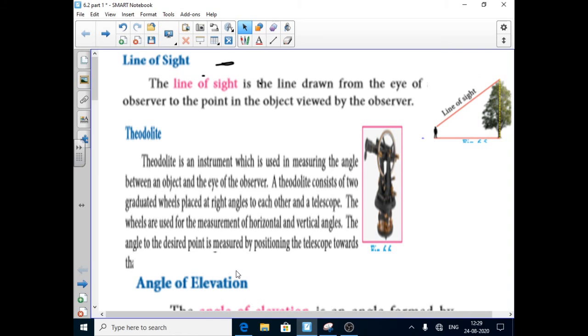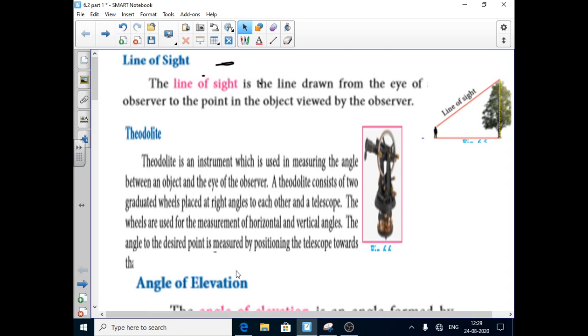Today we are going to see the application of trigonometry, how it is used in our daily life. We are using this concept in our life daily. For that, there are two types of application: one is angle of elevation, another one is angle of depression. We use this concept in finding height and distance, like the distance between the planets, the distance between the towers.